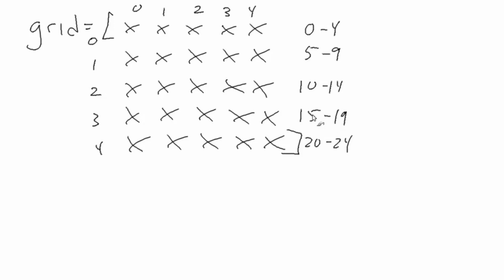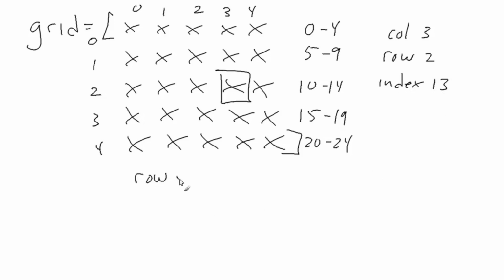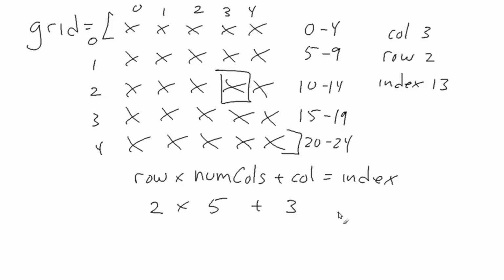Now say we want to access this element here. That's column 3, row 2. You can also count up and see that it's actually simply element 13 in the array. The formula for getting the index from the row and column is the row number times the number of columns plus the column number. Here that means row 2 times 5 columns per row plus column 3, which is 13.